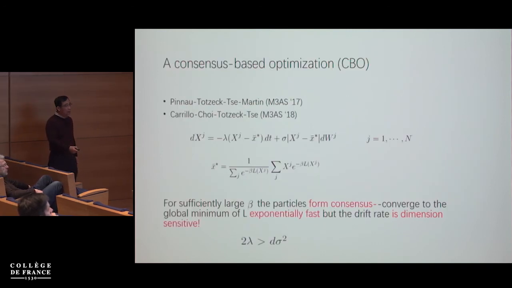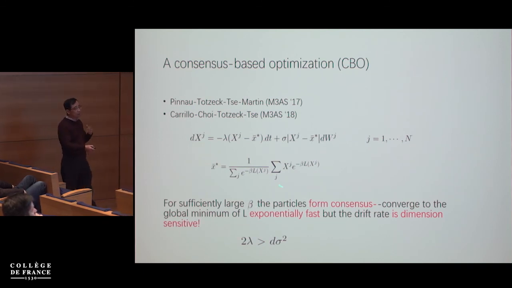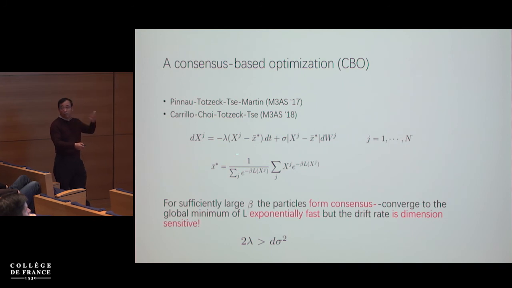So actually, in their paper, they can prove that for sufficiently large beta, the particles form a consensus. Eventually, all particles converge to the average, and it's exponentially fast. But of course, these parameters, the drift rate and the strength of the Brownian motion, have to satisfy a condition for convergence to consensus: 2 lambda has to be bigger than sigma squared times d, where d is the dimension of x. So this method works quite well if d is not very, very large.